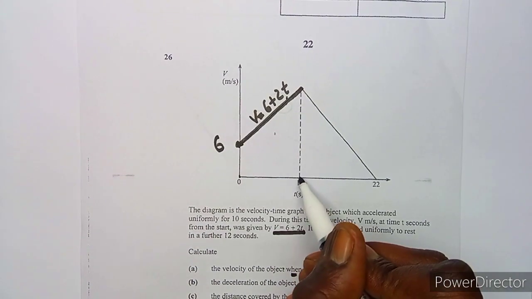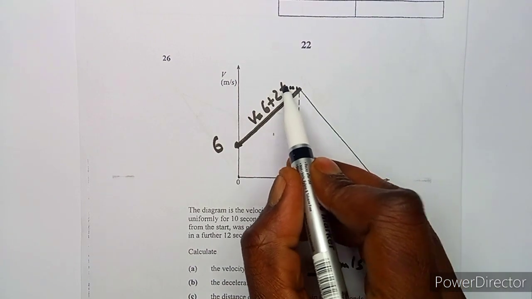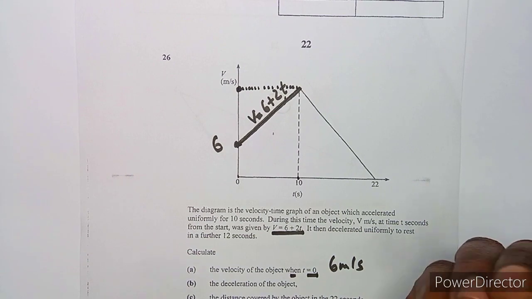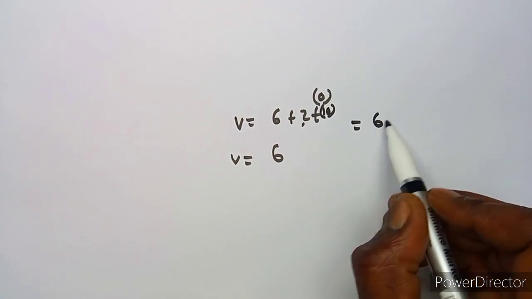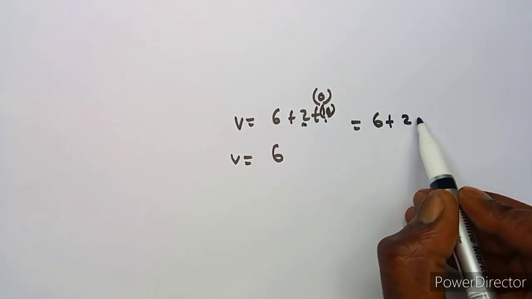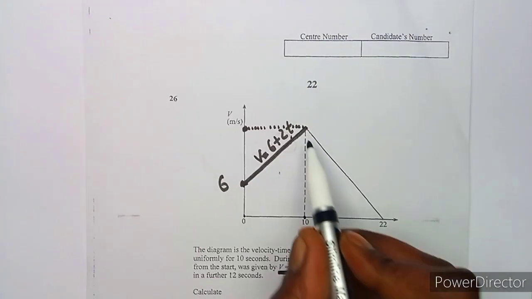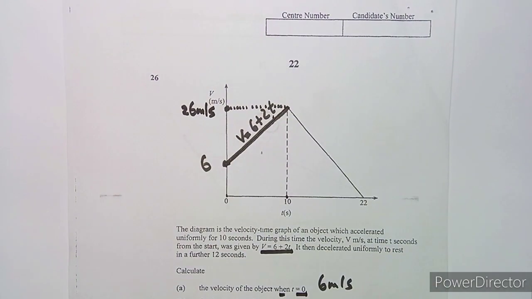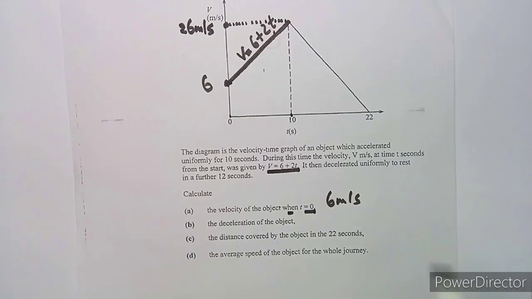Just the same, even at 10, we could ask what the velocity is, because we do not know the velocity that corresponds to 10 here. So in place of t, you substitute 10. If we substitute 10 here, it gives us 6 plus 2 times 10, which is 20, which gives us 26. So at this point, we have got 26 meters per second. All right. Is that so? Yeah, 26. So let's move on.